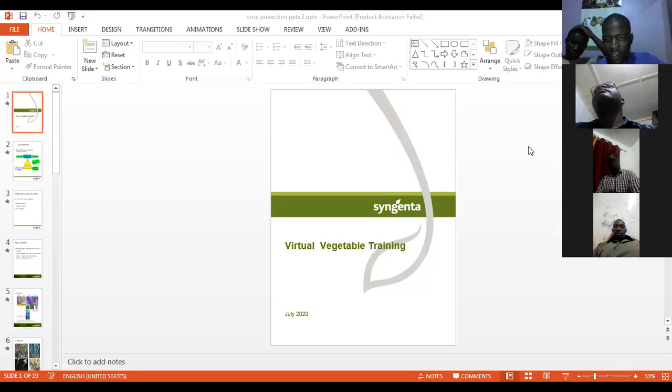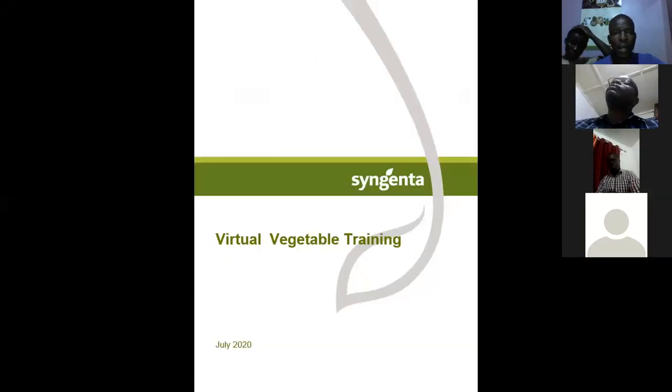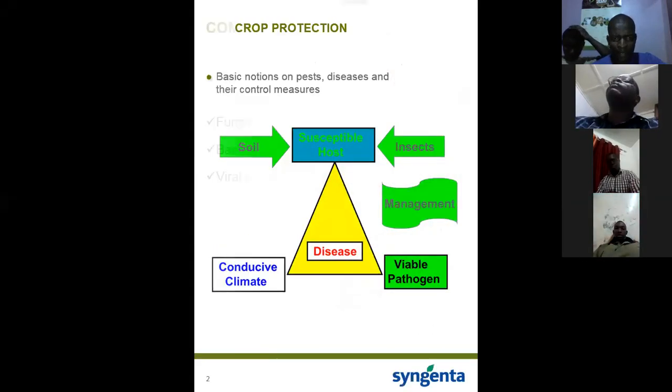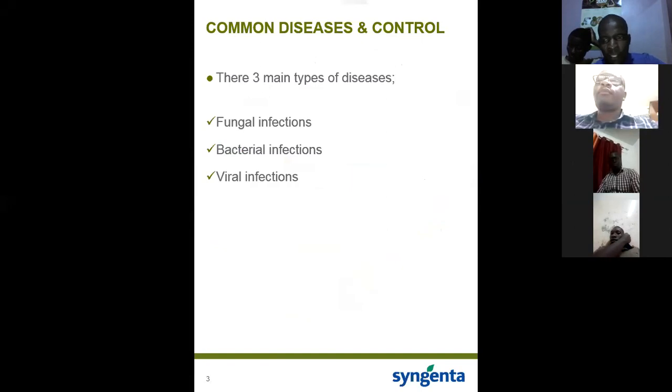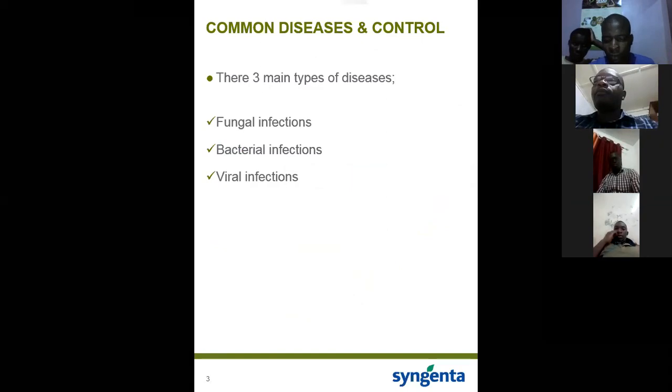All right, on disease management, the same concept applies as with pest management. There are mainly three types of diseases that you find in crop management. We've got the fungal infection, the bacterial infections, and the viral infection. Today we'll just look at fungal infection, and for bacterial and viral infections, we'll deal with them in another training.